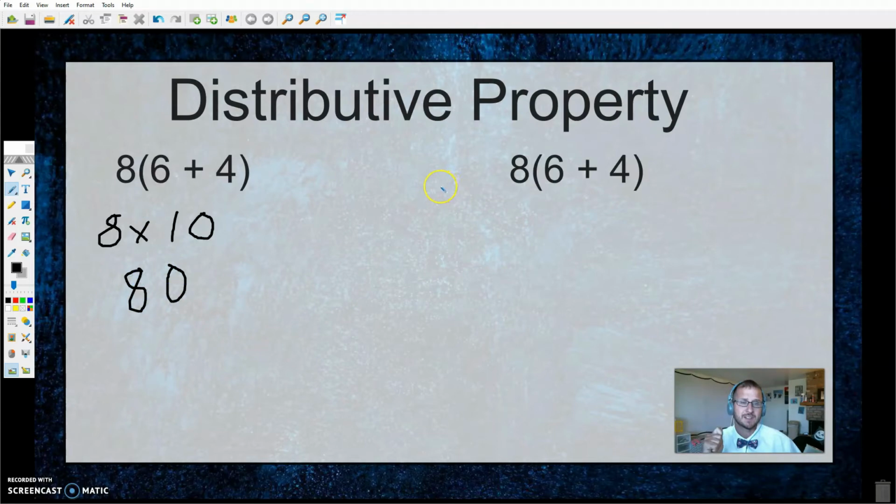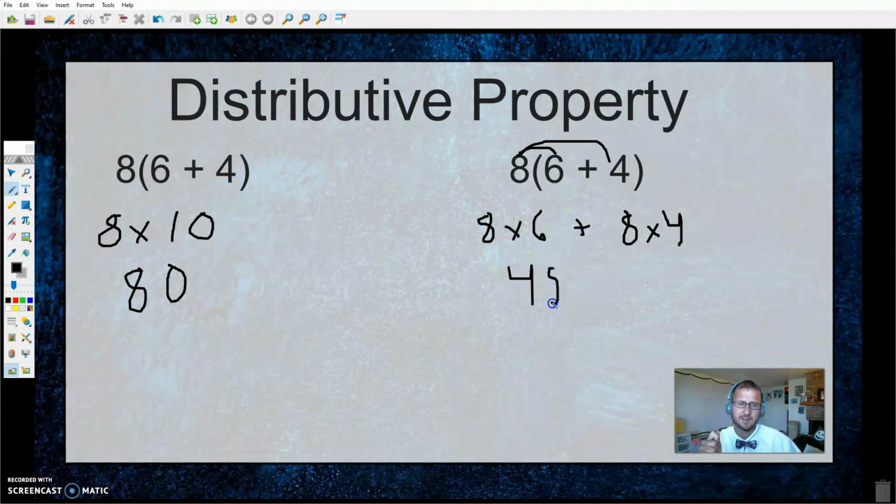If we look at this using the distributive property, that 8 needs to share itself. So I'm going to do 8 multiply 6. And then I'm going to add that to 8 multiply 4. We then move on to 8 multiply 6 is 48. And that's going to get added to 8 multiply 4, which is 32. Now we're going to add together 48 and 32.